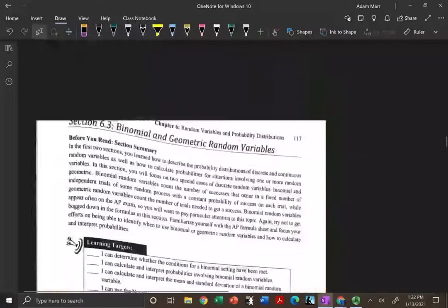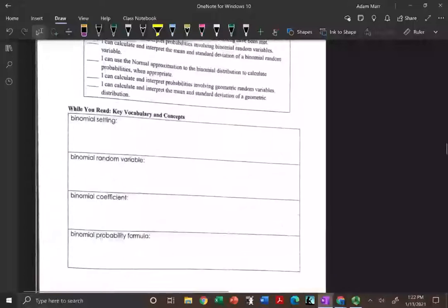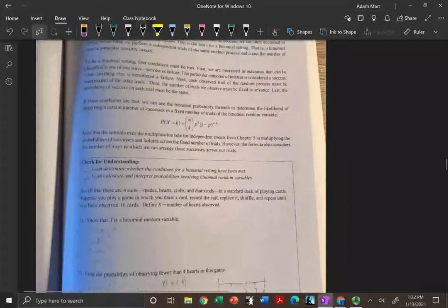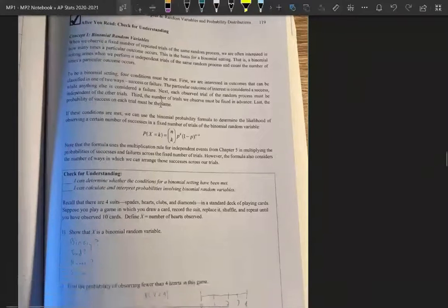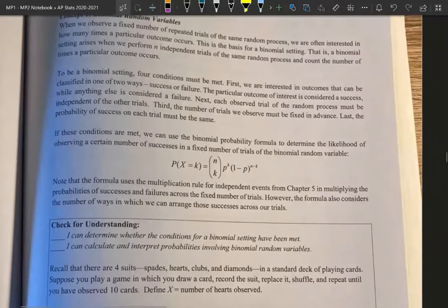I am going to go over 6.3 right now. Of course, you know you're going to do the definitions by yourself. All right, we're going to go over these problems right here. So the first one is right here on page 119. And this is about binomial random variables, of course.